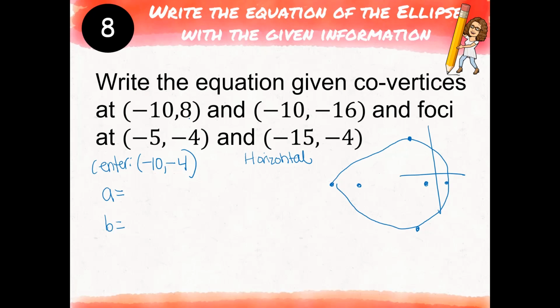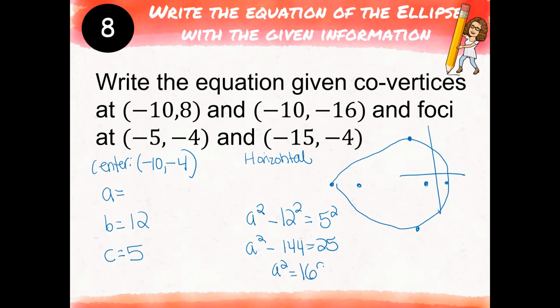Center to a co-vertex seems to be a distance of 12. And I did get C. Center to a focus looks to be a distance of 5. Let's plug into our cute little formula. So A squared we don't know. We do know B, and we do know C. So A squared minus 144 equals 25. A squared is 169. So if I square root, I will get A is 13.